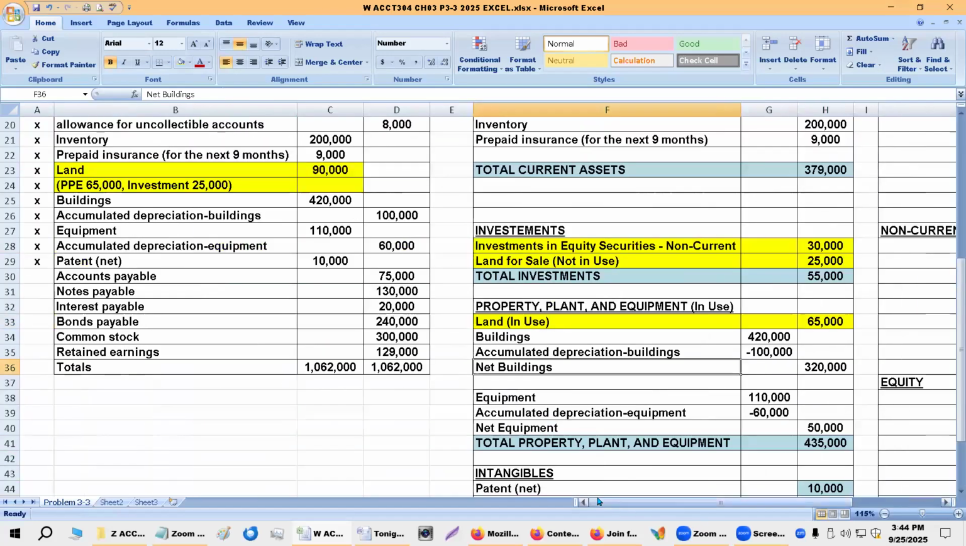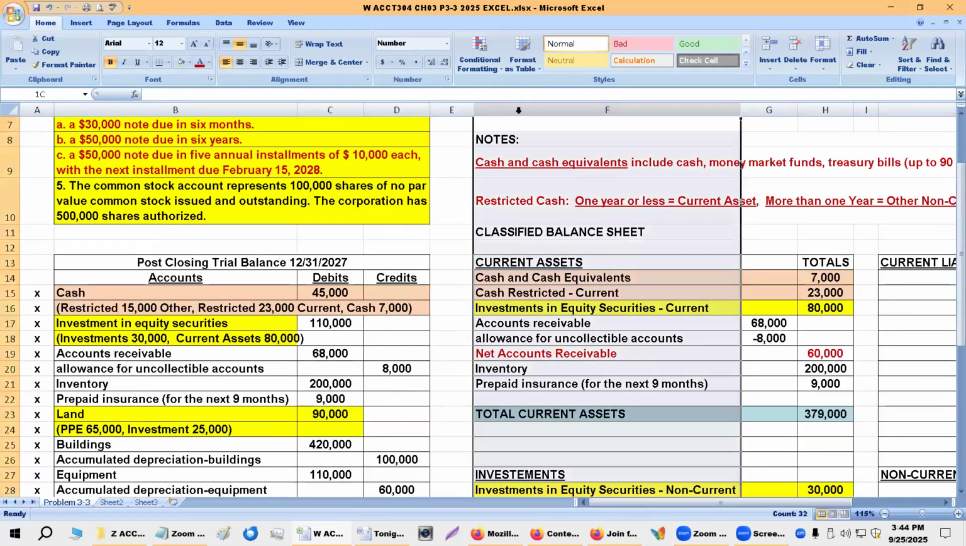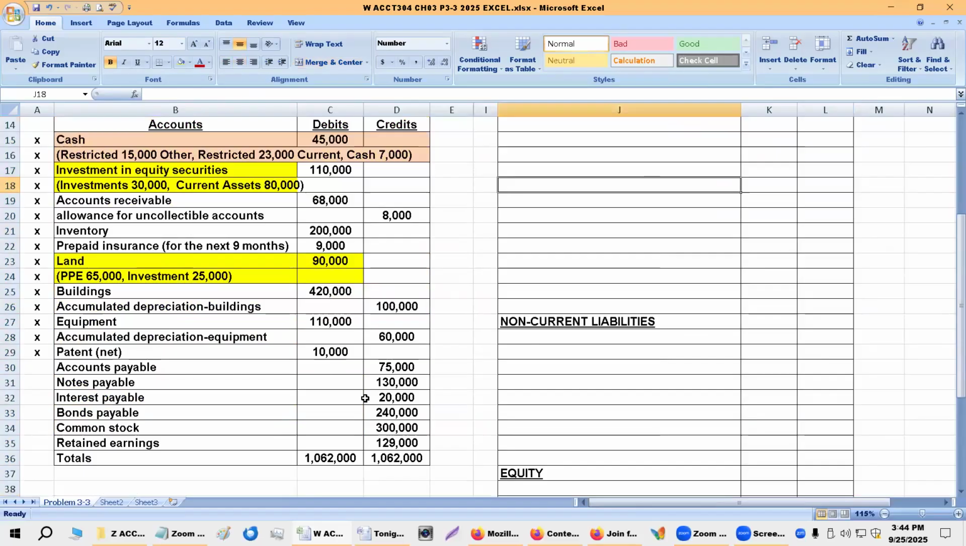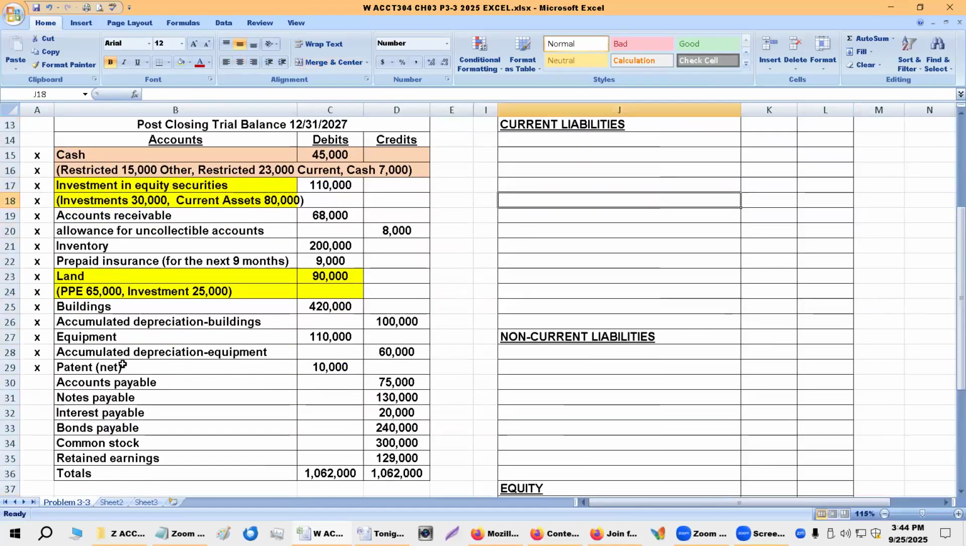You know what I'm gonna do? I'm gonna hide the assets for now. Less dangerous. I'll probably lose them, but okay, let's just go to liabilities. All right, let's do the easy liabilities first. Accounts payable looks easy. Interest payable looks easy. We'll do those first. Accounts payable. Interest payable, that's easy.